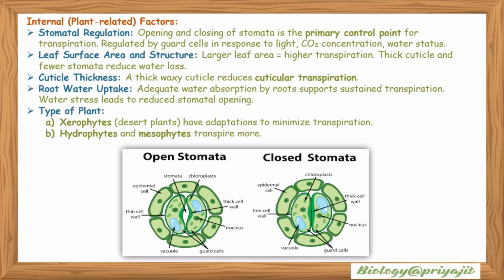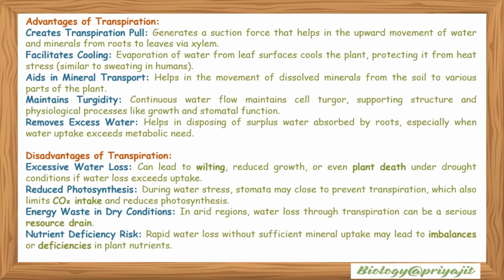Cuticle thickness: a thick waxy cuticle reduces cuticular transpiration. Root hair uptake: adequate water absorption by roots supports sustained transpiration. Here, water stress leads to reduced stomatal opening. Types of plant: xerophytes, desert plants, have adaptations to minimize transpiration. Hydrophytes and mesophytes transpire more, so open stomata and closed stomata are there. So these are the internal or plant related factors responsible for transpiration.